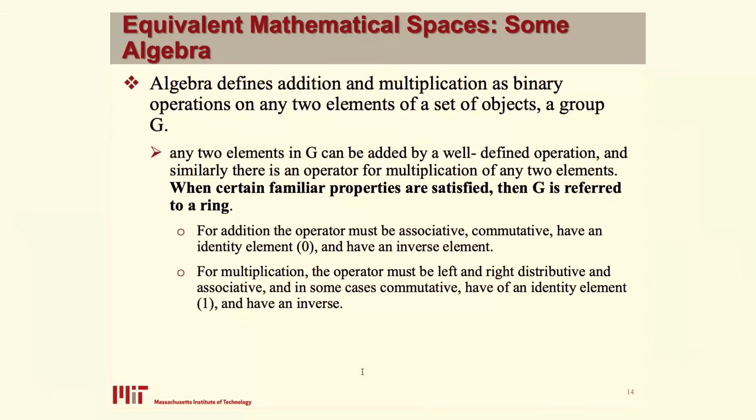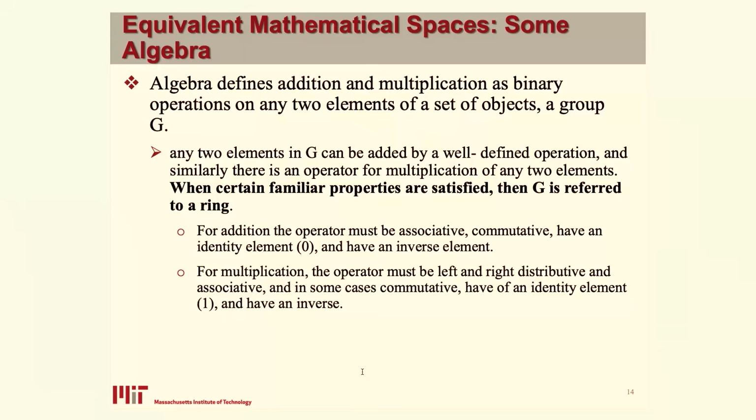So if we have a group of objects, say group G, we can take any elements and add them or multiply them. So addition and multiplication are binary operations on two elements of a space. In well-defined spaces, any two elements can be added together or multiplied together as long as certain key properties are satisfied. Then this space G is referred to as a ring.